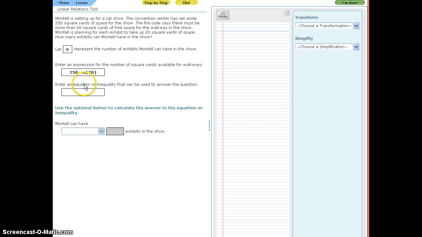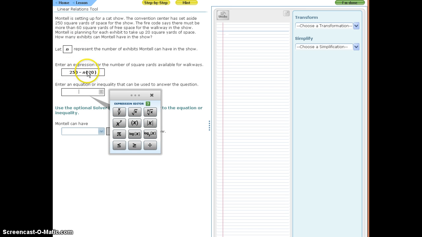Enter an equation or inequality that can be used to answer the question. Now, I'm in the part of the class that's on inequality, so I have a feeling it's going to be an inequality. And I also know that the fire code says there must be more than 60, not exactly 60, anything more than 60. So this expression for the number of square yards available for walkways, whatever that value is, has to be bigger than 60. So I'm going to write it again: 250 minus 20n. I know that has to be bigger than 60, so I write greater than 60.